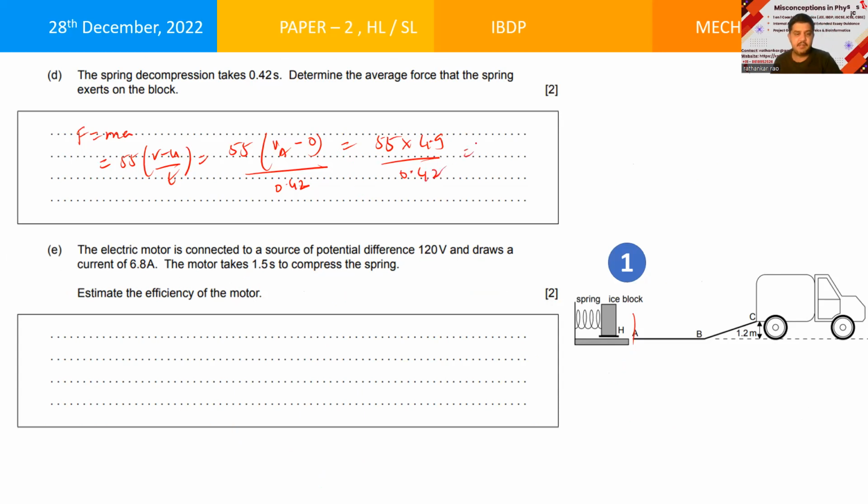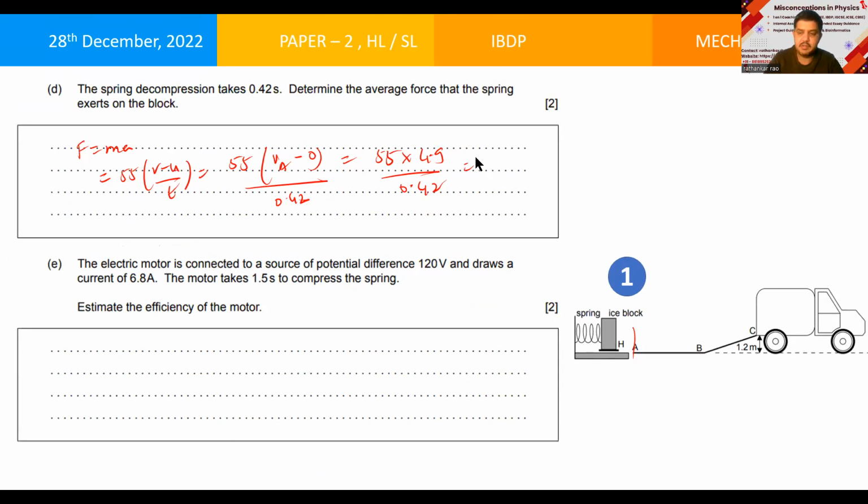So let us calculate what is this value. Let me take my calculator: 54 times 4.9 divided by 0.42. Here I made a mistake. Just a minute, wait. 54 times 4.9 divided by 0.42 is 641.66.